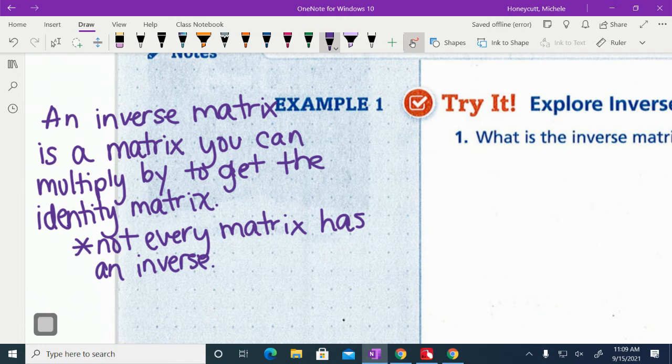A square matrix is where the rows and the columns are the same number, so like 2 by 2, 3 by 3, 4 by 4. For an inverse matrix, you have to have a square matrix. Yes, there are no triangle matrices or circle matrices.